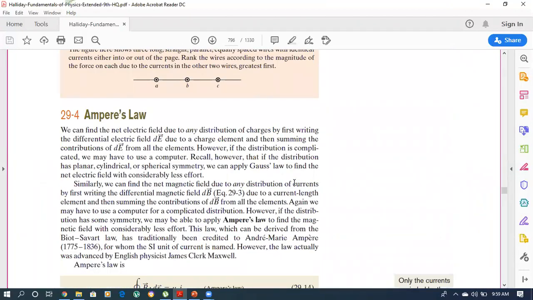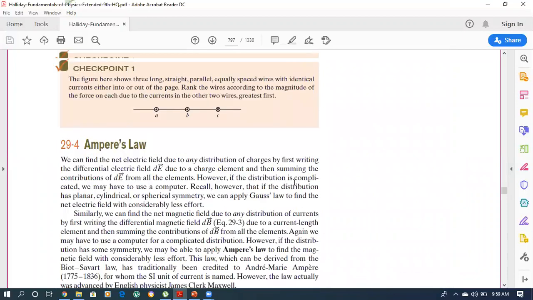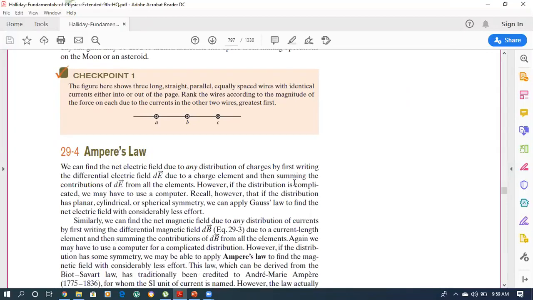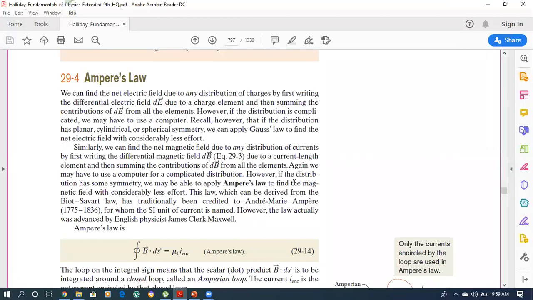Railgun is another application, but we will not go into the details of this application. So now we will move towards Ampere's law.